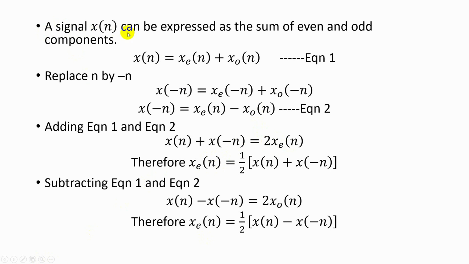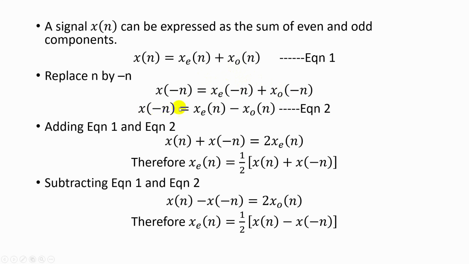If x of n is odd, then x of 0 will be equal to 0. A signal x of n can be represented as a sum of even and odd components. That is, x of n is equal to even component of x of n plus odd component of x of n. E corresponds to the even component, O corresponds to the odd component. If you replace n by minus n in this equation 1, x of minus n is equal to xe of minus n plus xo of minus n.